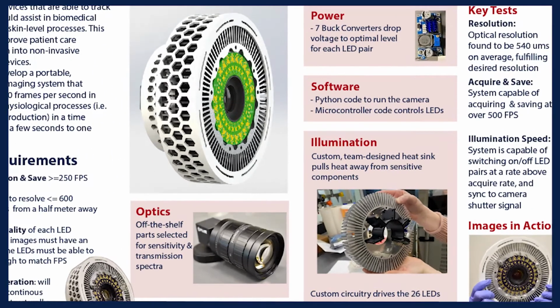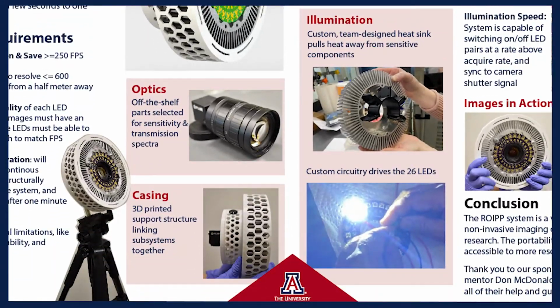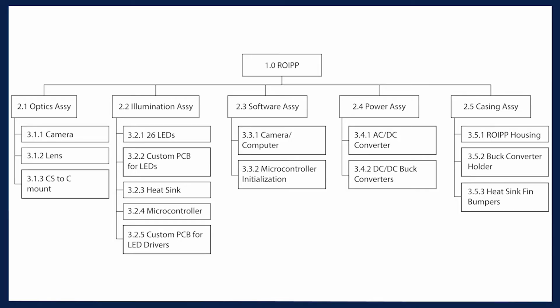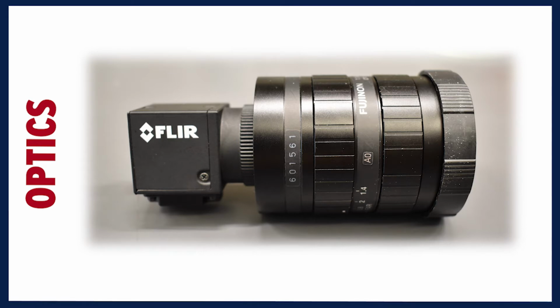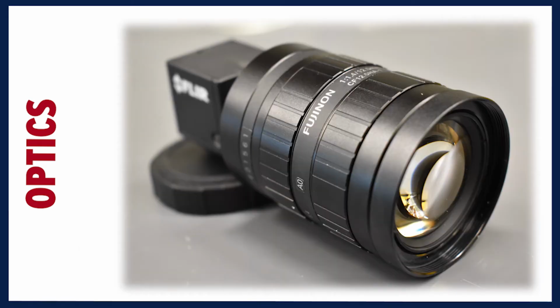To create the ROIP, the project was split into 5 subsystems: optics, illumination, software, power, and the outer casing. The optics subsystem consists of carefully selected off-the-shelf parts. Since we are using such a wide range of wavelengths, the camera and lens were chosen due to their respective wide sensitivity and wide transmission spectra.